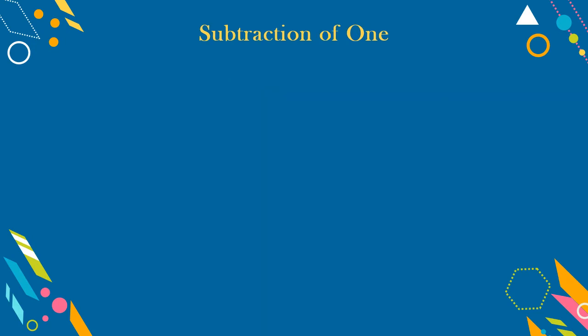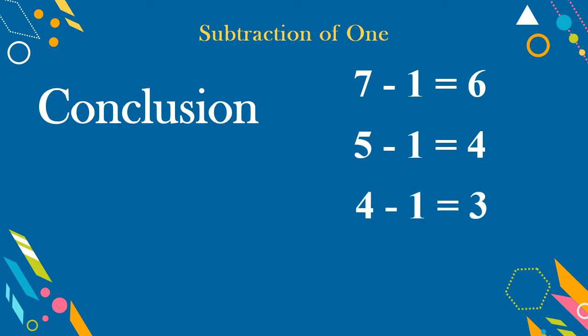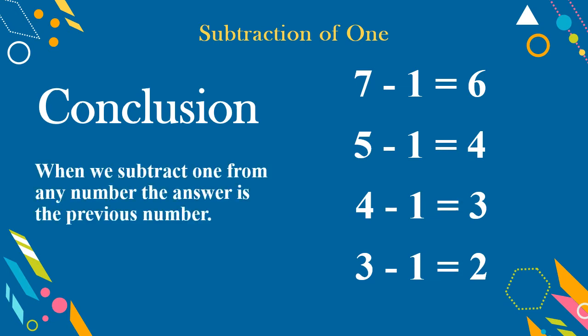We have a conclusion from above examples. We have 7 minus 1 equals 6, which comes before 7. 5 minus 1 equals 4, which comes before 5. So we can say 4 minus 1 equals 3 and 3 minus 1 equals 2. So we can conclude when we subtract 1 from any number, the answer is the previous number. यानी 1 को जब भी किसी नंबर में से सब्ट्रैक्ट करेंगे तो हम प्रीवियस नंबर लिखेंगे.